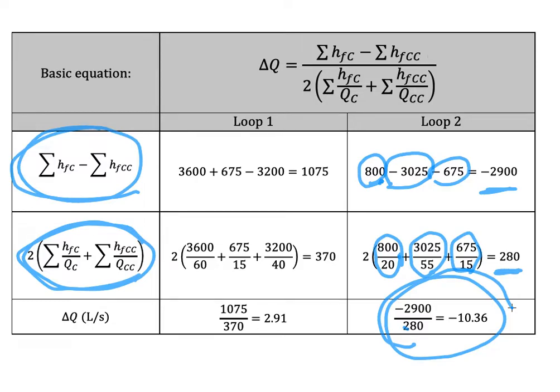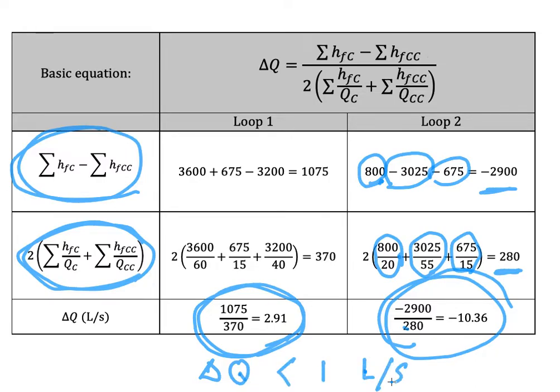So how do we determine whether the value of delta Q here is acceptable or not? We are aiming to get a value of delta Q less than 1 liter per second. If you get 2.91, you need to do your second trial, or your second iteration, to get another delta Q and to propose a new flow rate. Your calculation actually cannot stop here because it still will not give you big marks. As I said, the value of delta Q here is not the final answer.